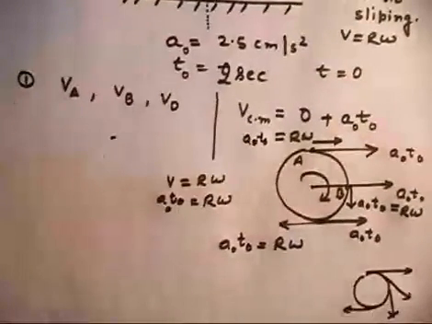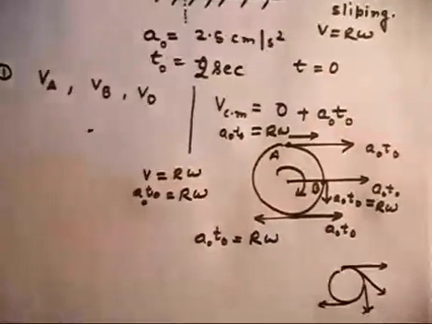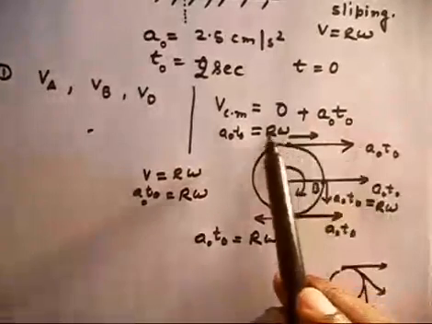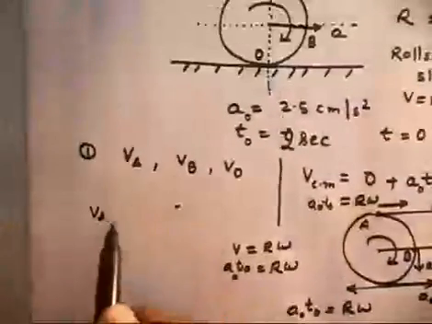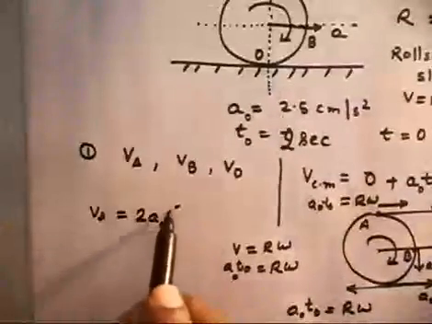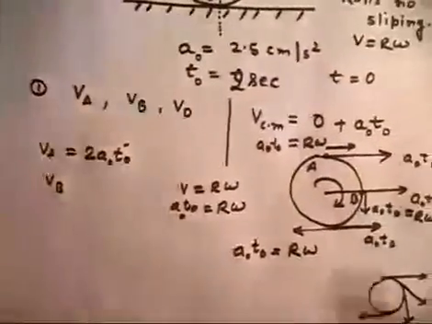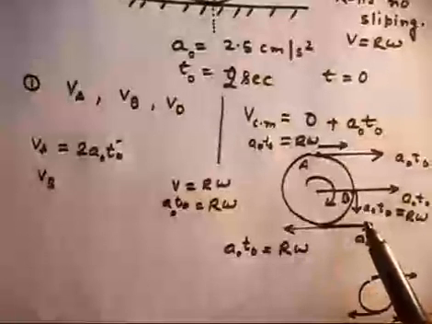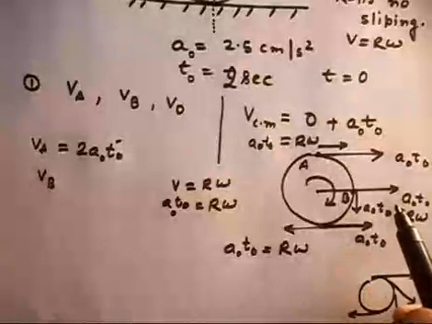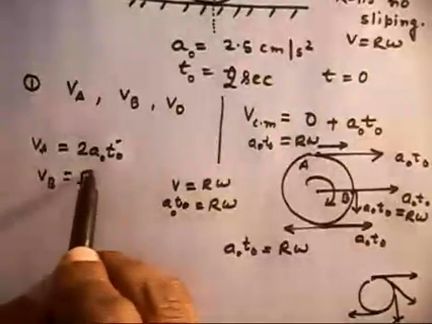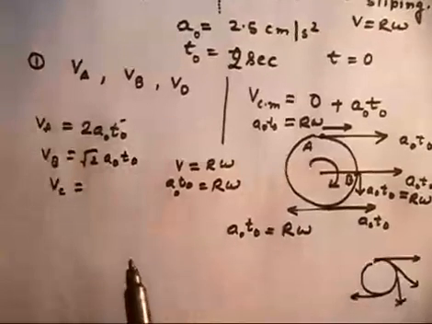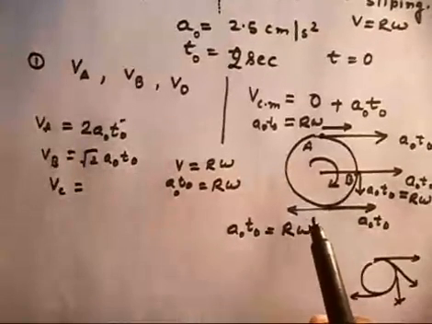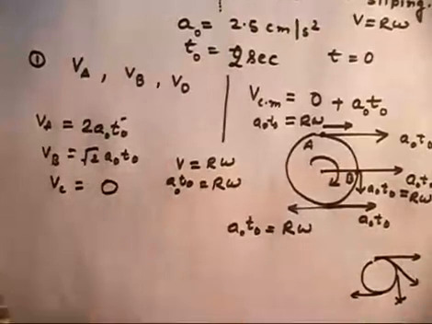Now you see the top point. The top point will have two velocities of a naught t naught, so the top point will have a velocity of 2 a naught t naught. What about point B? The resultant will be v1 square plus v2 square, that is a naught square t naught square plus a naught t naught square root. So this will be root 2 a naught t naught. Point C is obvious: a naught t naught in this direction and a naught t naught in this direction, so this is 0.